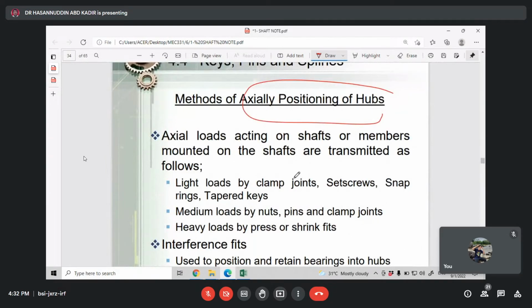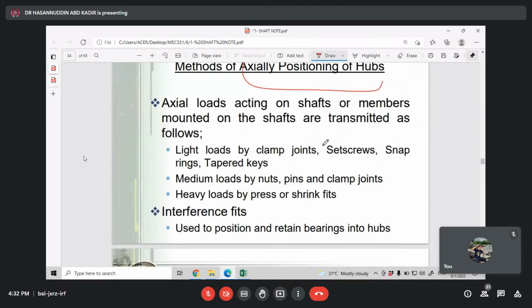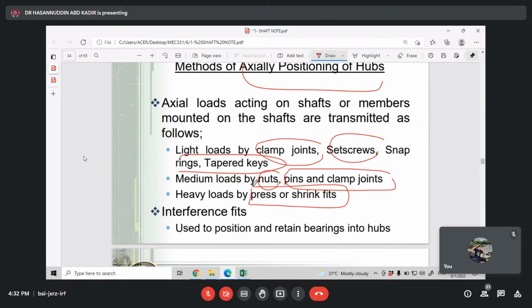So selalunya macam saya cakap tadi, light loads kita boleh pakai clamp joints, set screw, snap ring, tapered keys. Kalau medium pula kita kena pakai load by nuts, pin and clamp joint. Ataupun kalau heavy load punya condition, kena pakai press or shrink fit. Ni kita panggil pressure ataupun compressor, bukan kompresor angin tu. Antara nak masukkan every component, let's say shaft to the hub, shaft to the gear, kita akan pakai pressure ataupun kompresor. Bukan kompresor angin, pressure penekan nanti.